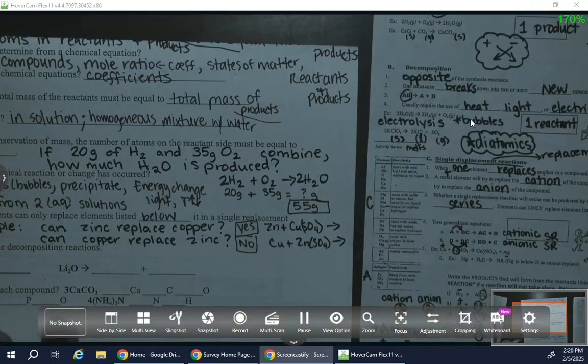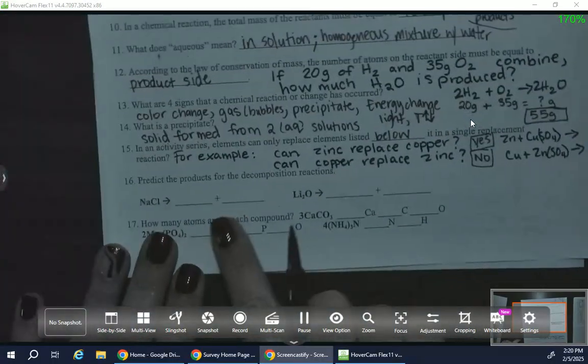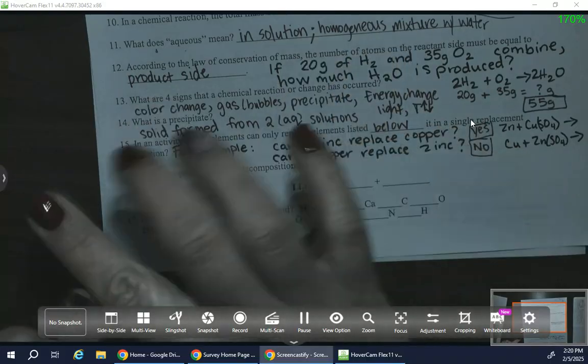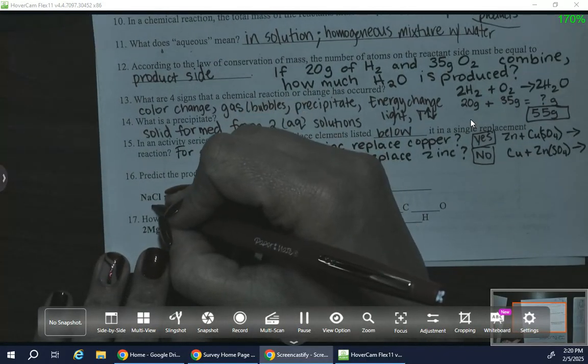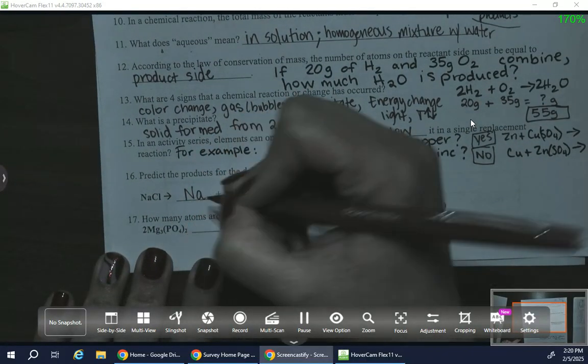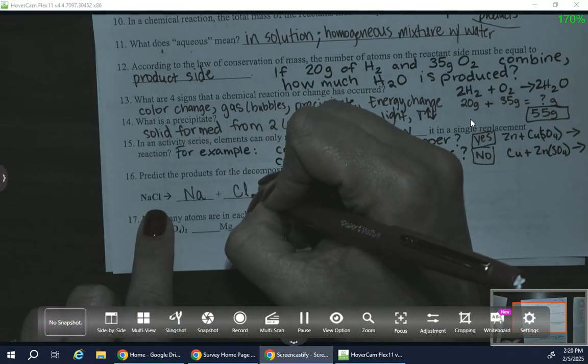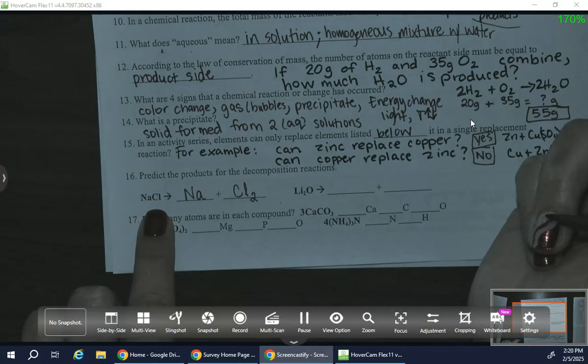All right, next one, we have predict the products for the decomposition reaction. So decomposition is your breakup, so it means things splitting apart. So we can go ahead and break this apart. We have Na, and then instead of just writing Cl, that's part of our diatomic 7, so we do have to include that little 2.